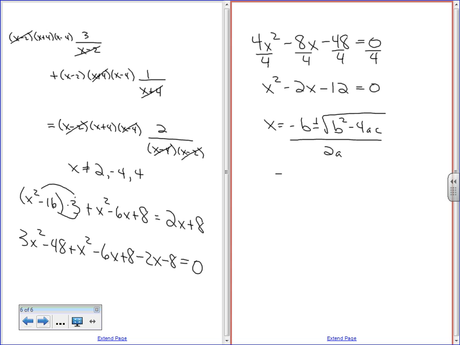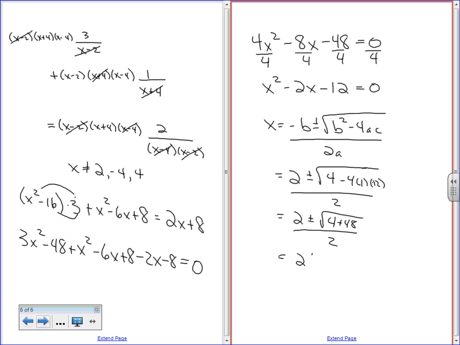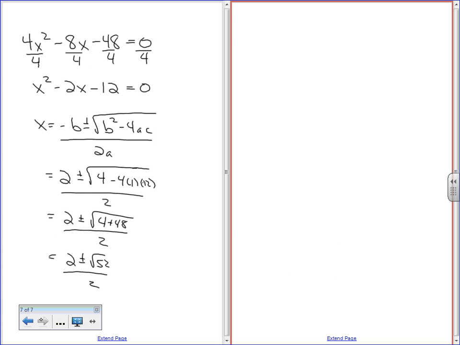So substituting your values in, I get 2 plus or minus the square root of 4 minus 4 times 1 times negative 12, all over 2, which is 2 plus or minus the square root of 4 plus 48, which is 2 plus or minus the square root of 52 over 2. Okay, am I done? Probably not, because I'm asking you if we're done. Just like with fractions, you always simplify them. With rational expressions, you always simplify them.